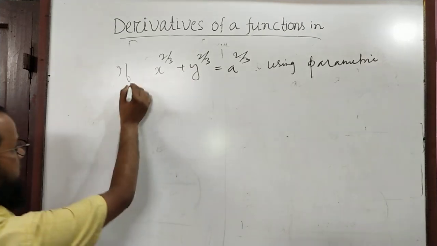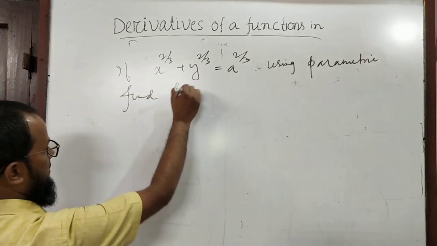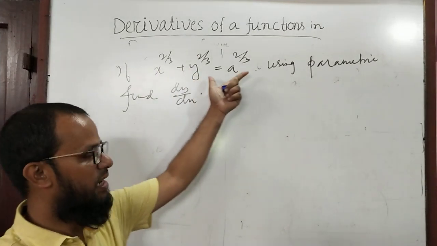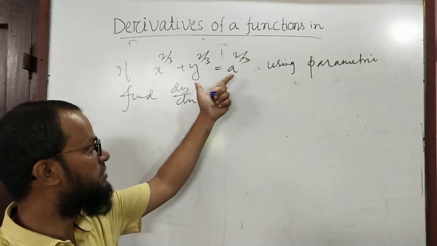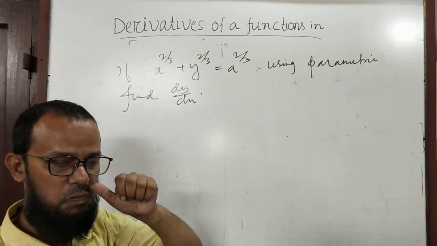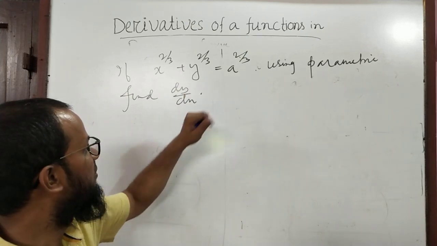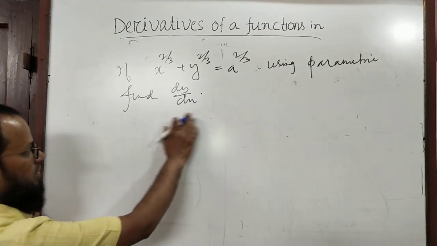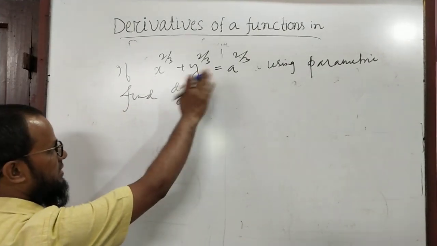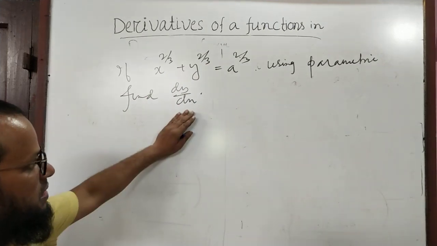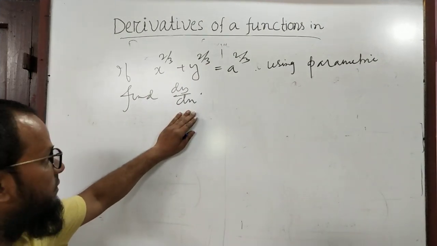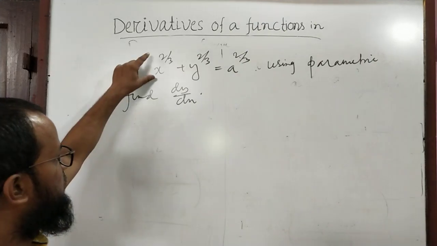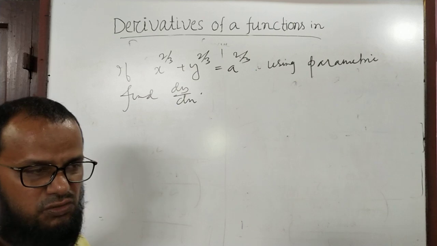find dy by dx. Directly you can apply derivative of y with respect to x, expressing y in terms of x and finding the derivative of y. This is called an implicit function. So find dy by dx by directly differentiating with respect to x. But here the question is that you have to find the derivative of that particular function using parametric form. So first of all, you reduce this particular Cartesian form into the parametric form.